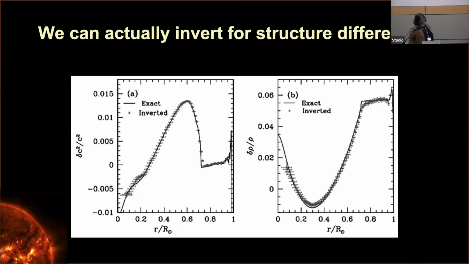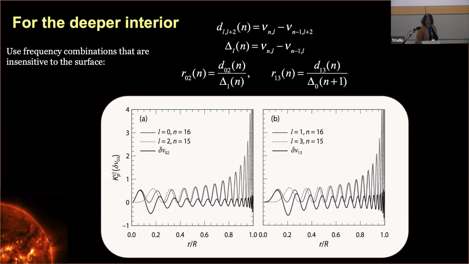So when we want to study the core, we don't do inversions. We take combinations of frequencies. So this is the frequency of a given n, l, and we subtract another frequency of n-1, l+2. And this actually has a bit more sensitivity to the core than what we can get from inversions alone. So we call this the small separations or the separation ratios. In asteroseismology, this is about the only tool.